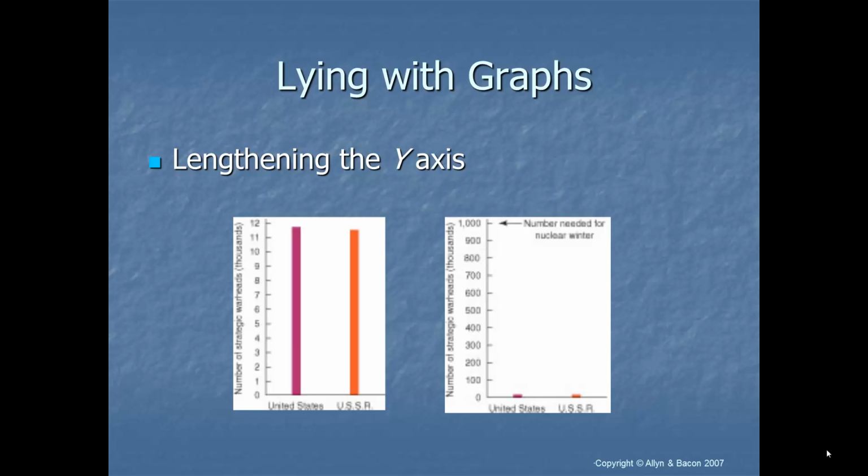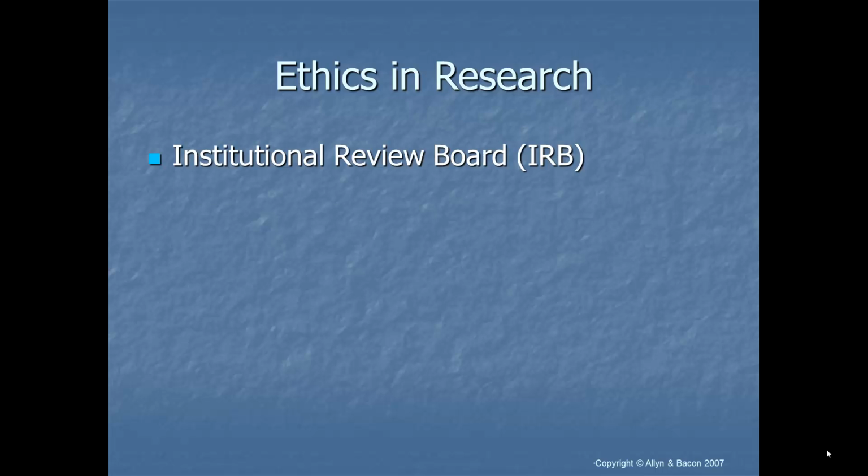Here, if you create a super high number on the y-axis, and you put something like the number needed for nuclear winter, you would draw two different conclusions. You might look at the left scale and say, wow, we have a lot of nuclear warheads. You might look at the right figure and say, wow, we don't have anything. We can build more and more. We have nothing to worry about, not even close to nuclear winter. So again, you just have to watch some of this stuff.